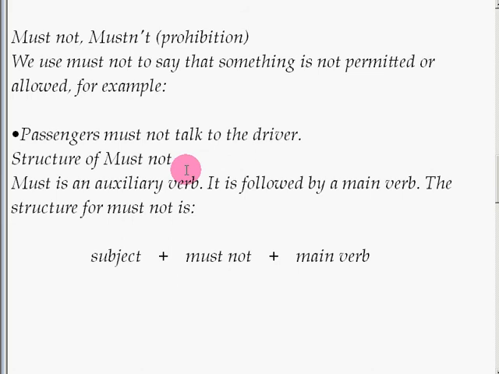This is the structure of must not. Must is an auxiliary verb. It is followed by a main verb. This is the structure, just the same with the word must, which is a positive sentence. For the negative sentence, it's just the same. We just have to add the word not. Subject, must not, and then the main verb.